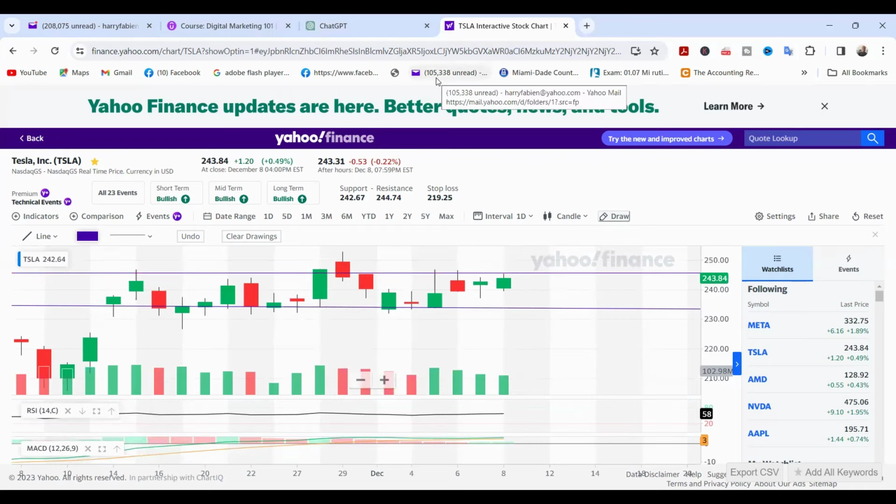Support and resistance is one of the main keys to do your trade or option, but that doesn't mean you have to buy and sell. This is just for educational purposes.